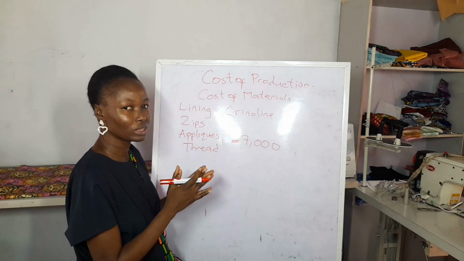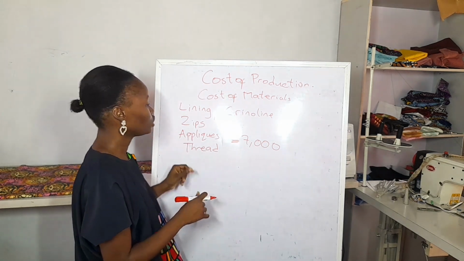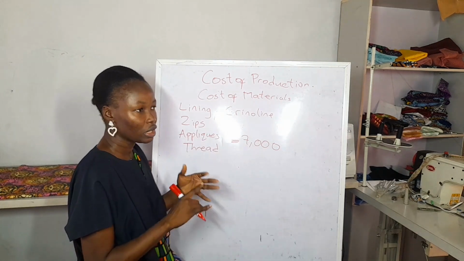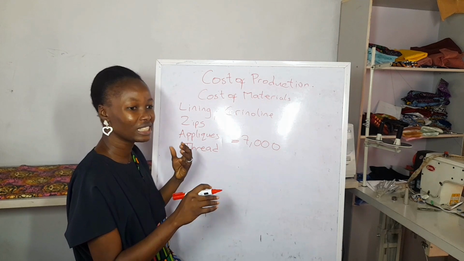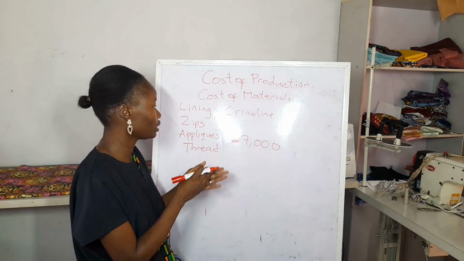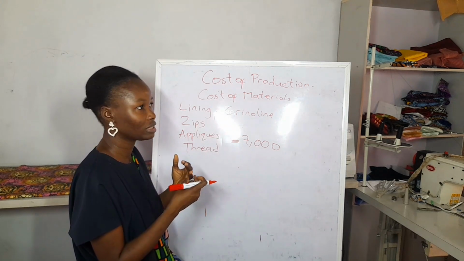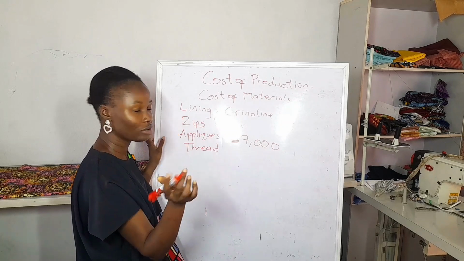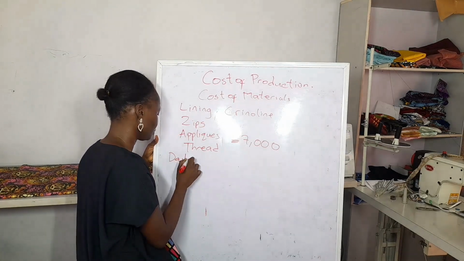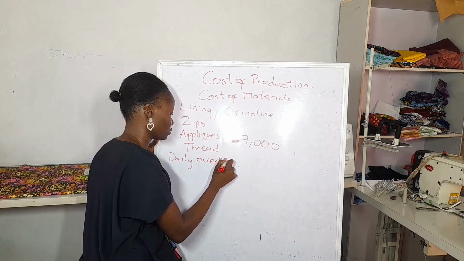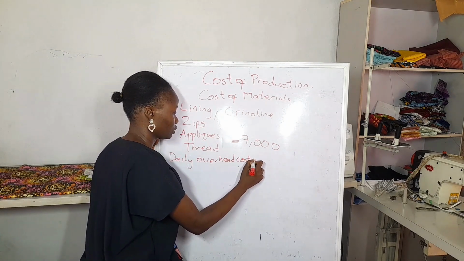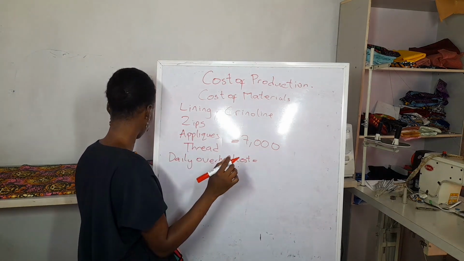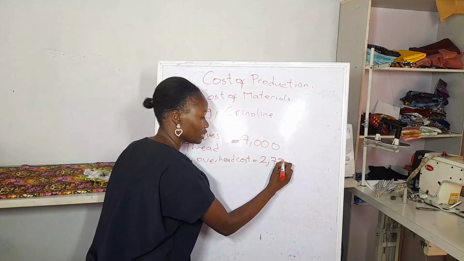So now we want to calculate our total cost of production. You have to calculate how many days it will take you to make the outfit. Is it 1 day? Is it 2 days? Or is it hours? For dresses like a shift dress, it might take you a few hours. In that case, we'll bring in our daily overhead cost that we calculated last time, which was 2,787.